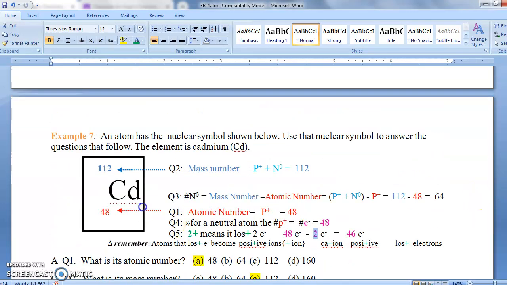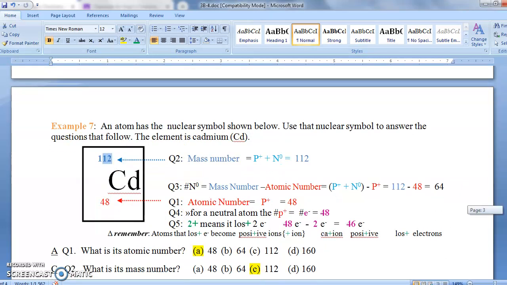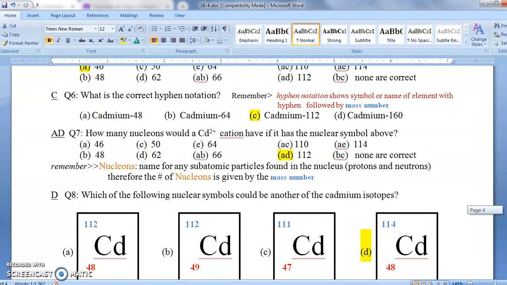What's the correct hyphen notation? Hyphen notation is the symbol followed by a hyphen and the mass number. So it would be cadmium hyphen 112.